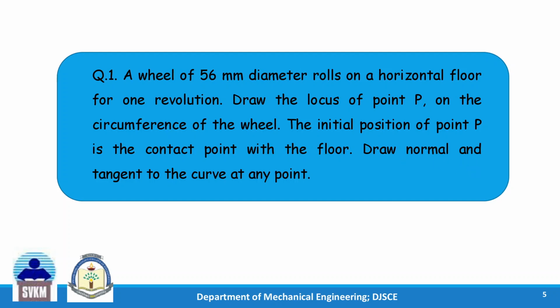Draw normal and tangent to the curve at any point. So we also have to draw tangent and normal to the curve at any point of our choice. We can select that point randomly and draw the tangent and normal. So let us see the procedure to draw this cycloid for this sum.